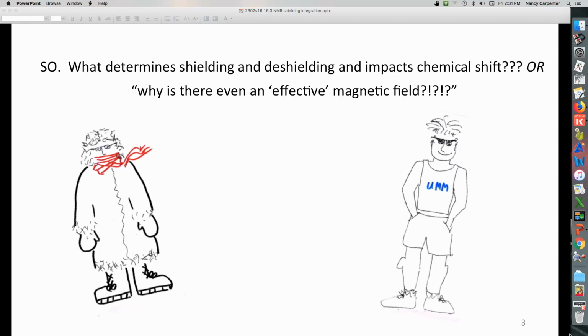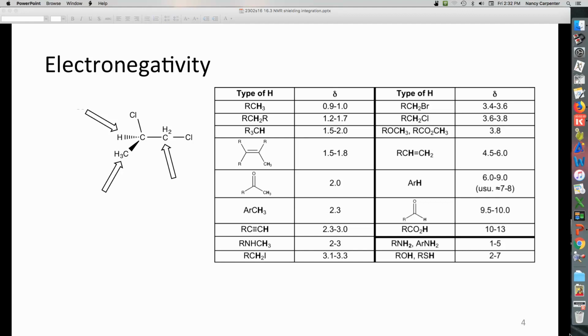But we left you hanging. What determines this whole shielding and deshielding thing? I kind of gave you a hint that it's sort of like the clothing around the nuclei. Why is there even an effective magnetic field? Why are there heterotopic nuclei? There are three reasons why. 1, electronegativity. 2, the fact that we have methyl versus methylene versus methine hydrogens, and 3, pi bonds, as we shall see. All right, let's look at electronegativity first.